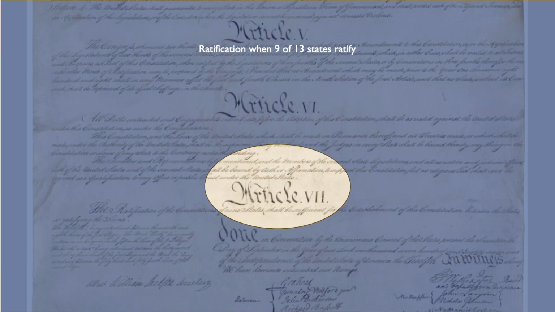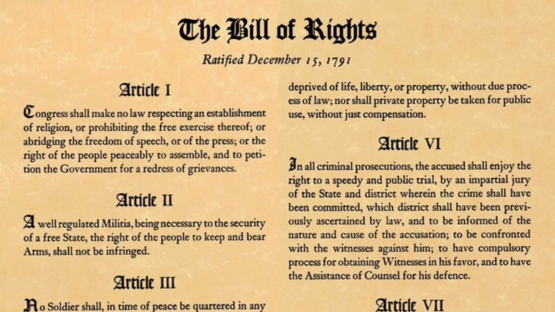And Article 7 is how you get ratified. You need 9 of 13 states to ratify it. So you could see Article 1 of the Constitution being the document listed in FRQ 4. The other thing to look at is the Bill of Rights.